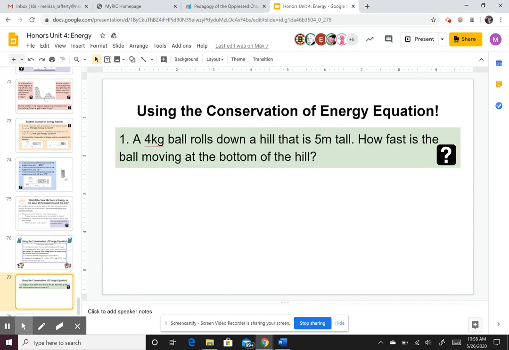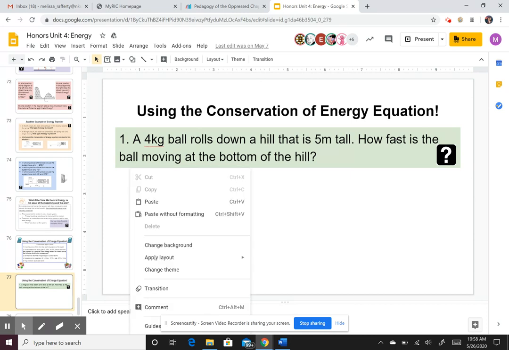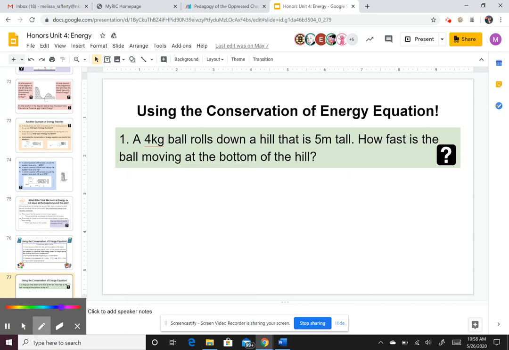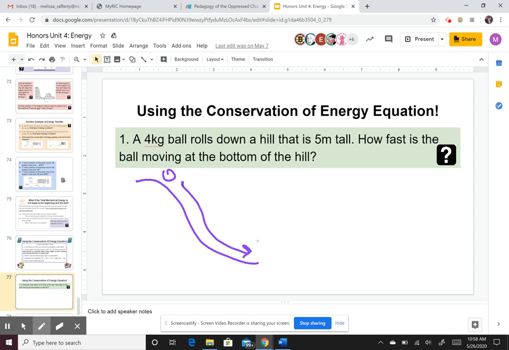So if we do this problem together, you have a 4 kilogram ball rolling down a hill that is 5 meters tall. So if I were to draw the picture, here's my hill, here's my ball, and then the ball's going to roll down the hill. So the initial position of the ball is up at the top of the hill. So I'm going to put a little I there. We use a subscript I to represent initial position. And then its final position is going to be down at the bottom of the hill. So I'll put a little F there.